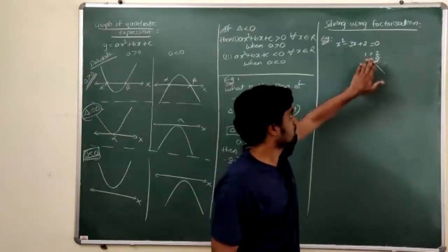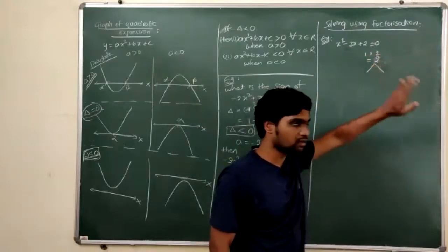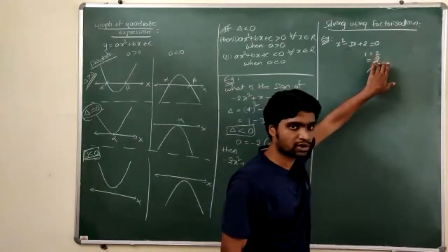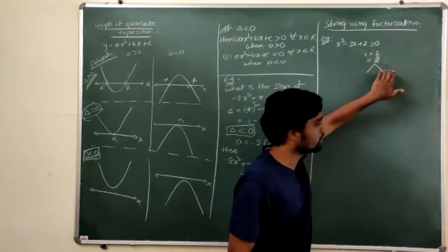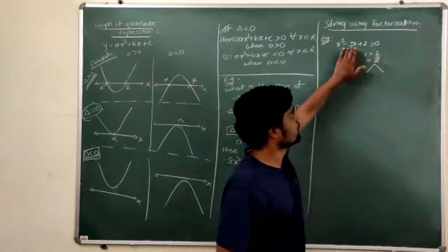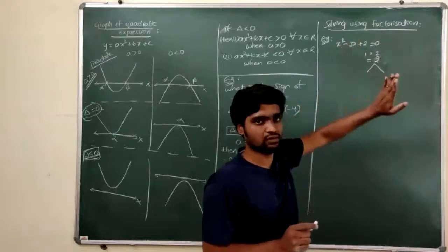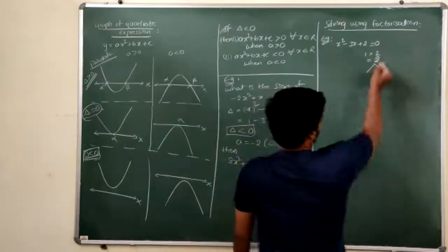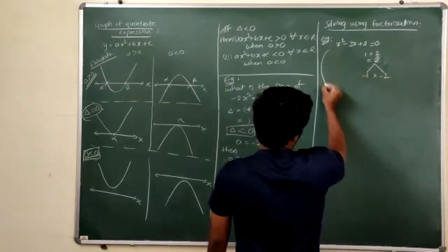Yes, you have to express a into c, the number, as a product of two terms such that the sum of those two terms should be equal to the middle term. What is the middle coefficient? B. That should be equal to B. Now, minus 1 into minus 2. That's it.